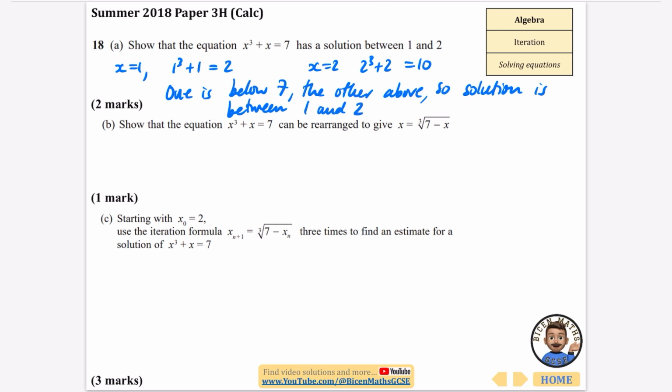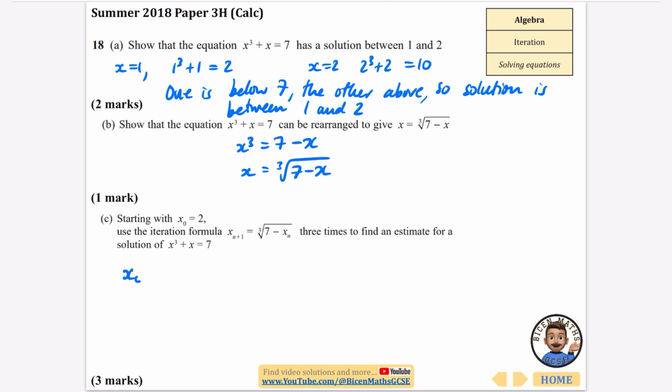Okay, it then says show that it can be arranged to give this particular thing. Well, it looks pretty easy. We're going to do 7 minus x, and then we're going to cube root both sides, so we get the cube root of 7 minus x, and that's going to give us our iterative formula. Starting with x naught equals 2, use it 3 times to find an estimate, and I'm definitely going to give it to more decimal places than I did last time.